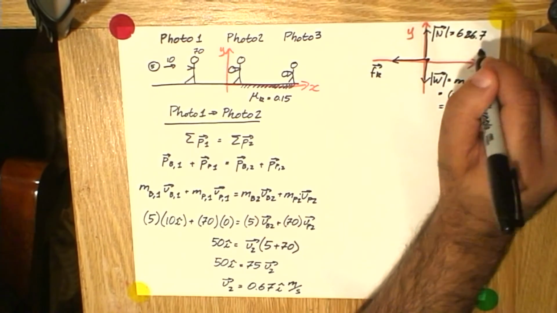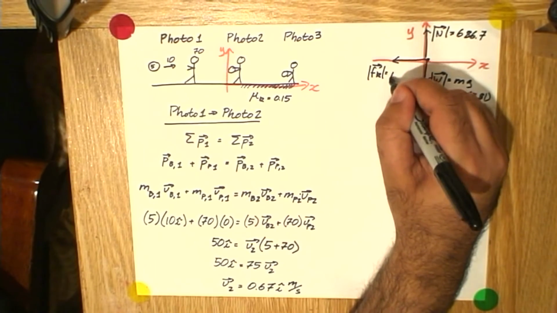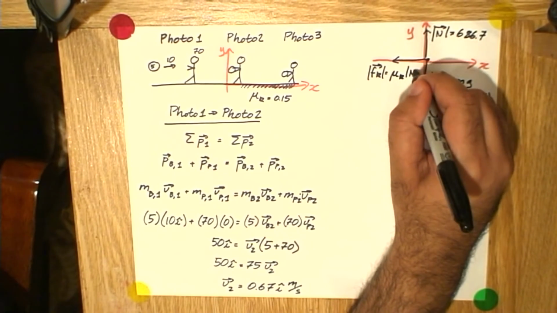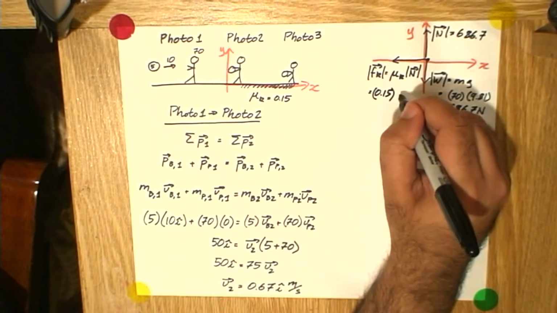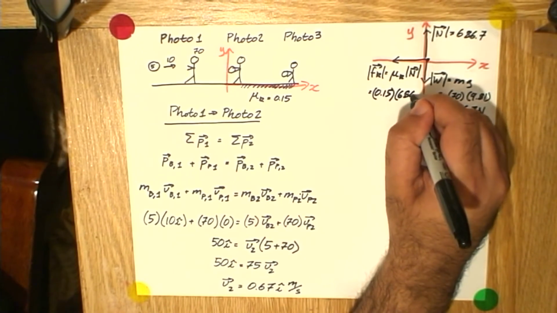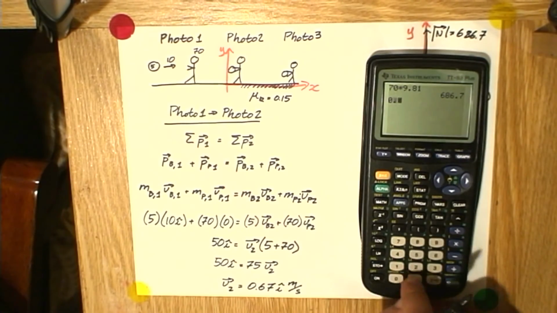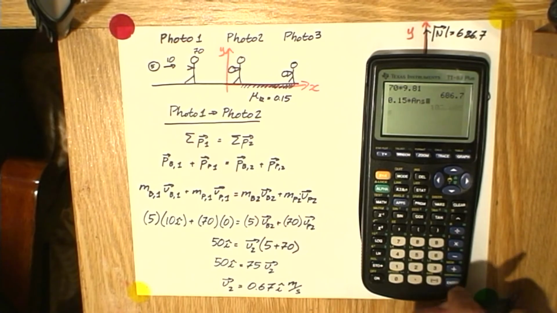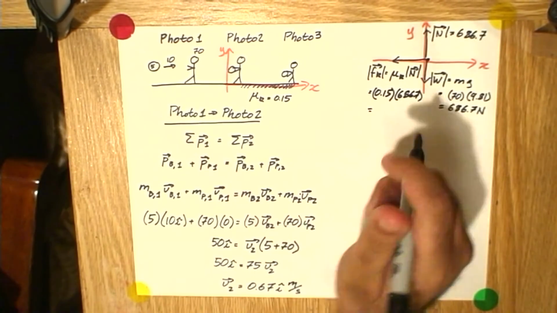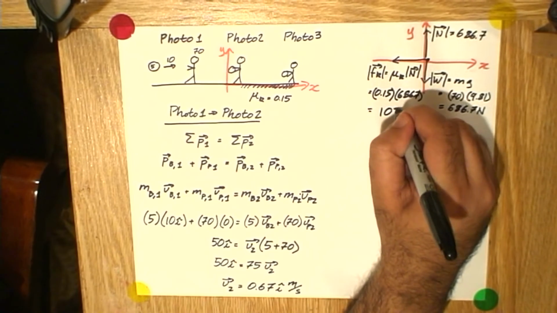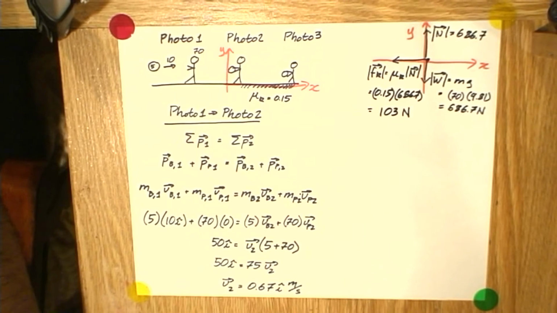That leaves the friction force. The size of friction is given by mu sub k multiplied by the normal force, which is 0.15 times 686.7, which works out to 103.005. I'm just going to call that 103 newtons. So that is now the size of the friction force.